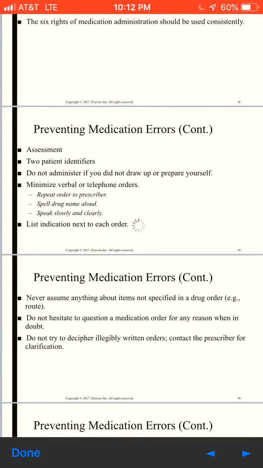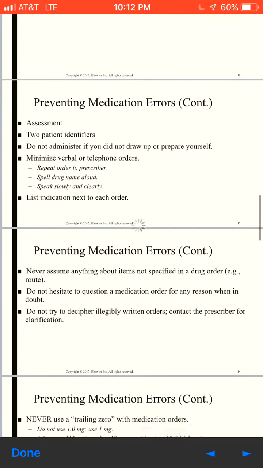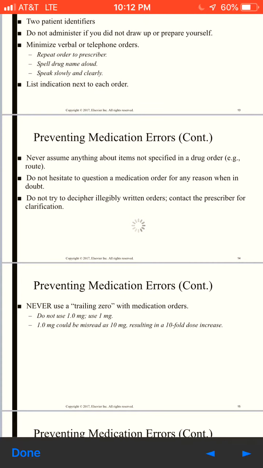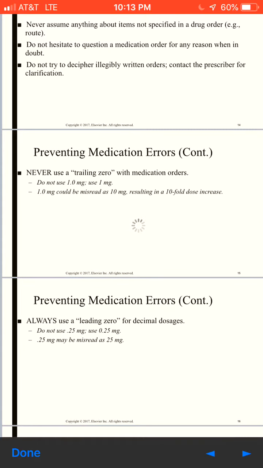Preventing medication errors, do an assessment and patient identification. Do not administer a medication if you did not draw it up or prepare it yourself. Minimize verbal or telephone orders, and list indications next to each other in order. Never assume anything about items not specified in the drug order. Do not hesitate to question the medication order for any reason, and do not try to decipher illegible orders. You always want to contact the prescriber to clarify.